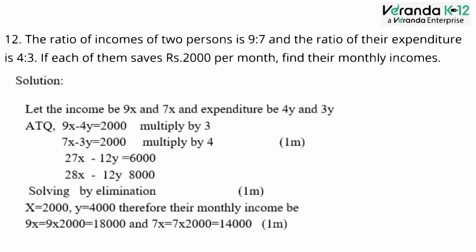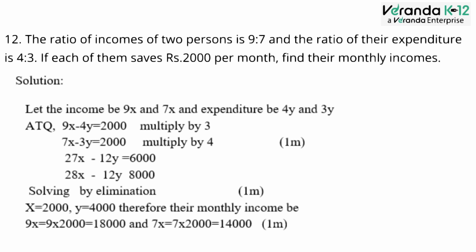So how to frame equations? For that we need to identify the variables. So here it is given that incomes, expenditure and savings. So how can we connect this? So let us assume that income of the persons be 9x and 7x and expenditure be 4y and 3y. So according to the question, 9x minus 4y is equal to 2000. That is, from their income, if we subtract the expenditure, we will get the saving amount. And similarly, 7x minus 3y is equal to 2000.